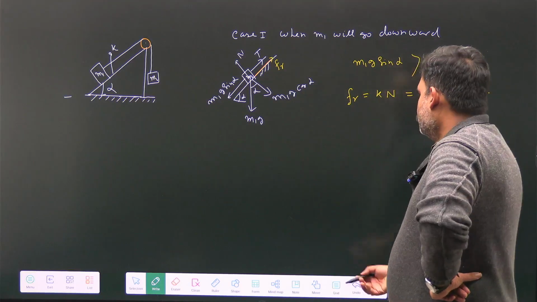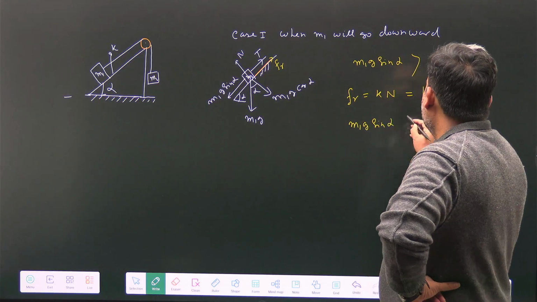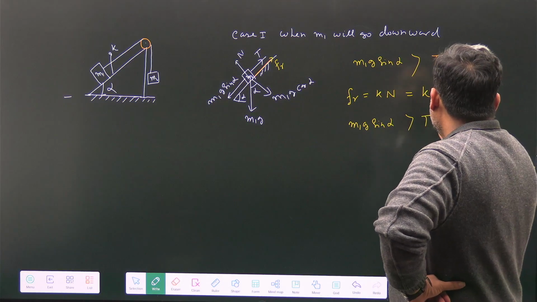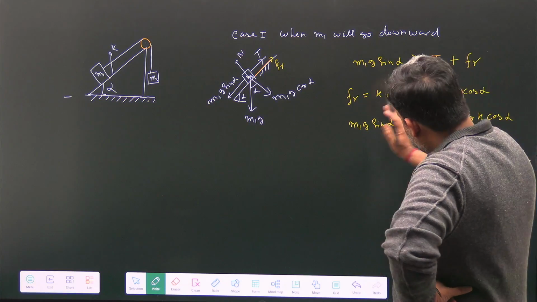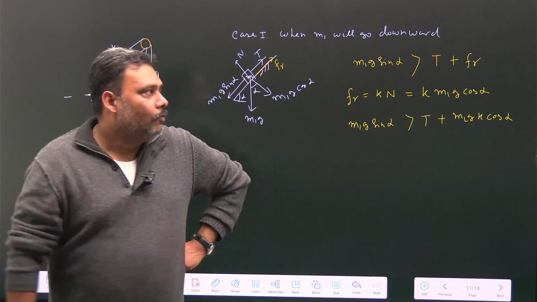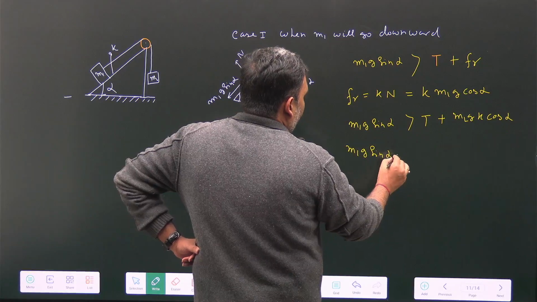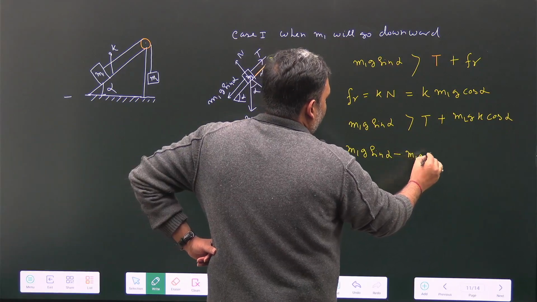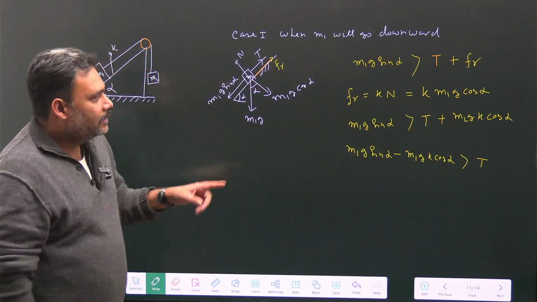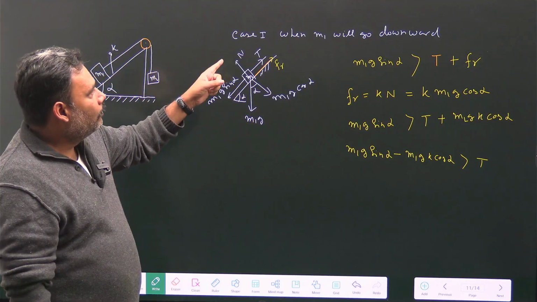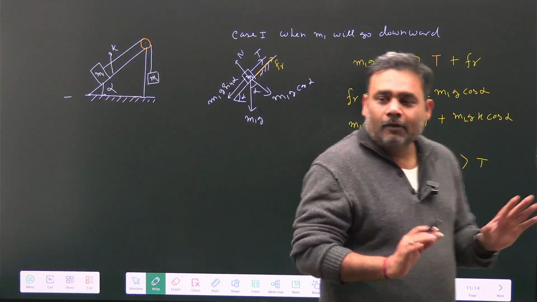Okay, so what we can write? We can write m1g sine alpha must be greater than tension plus m1g k cos alpha. और इसको आप चाहो तो कुछ इस तरह भी लिख सकते हो. What will be that thing? That thing is basically m1g sine alpha minus m1g k cos alpha must be greater than tension. So this is for what? This is for m1 is going downward. Now this tension is not known to us, है ना?